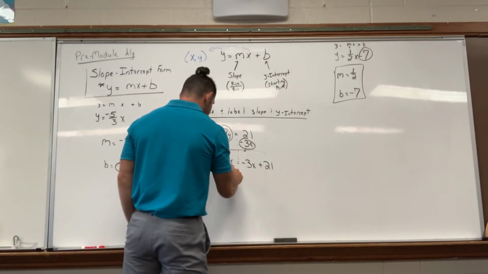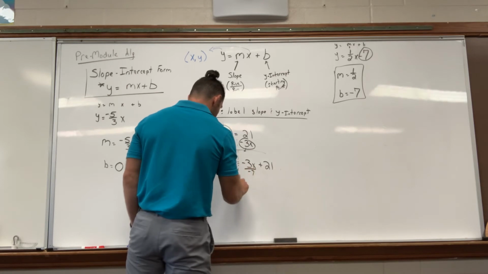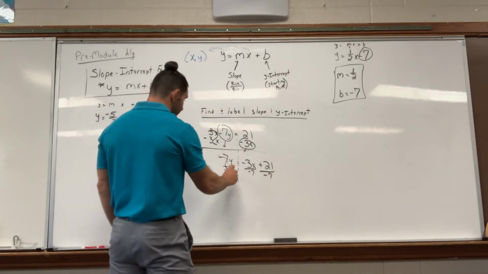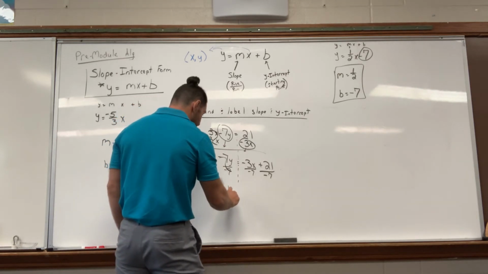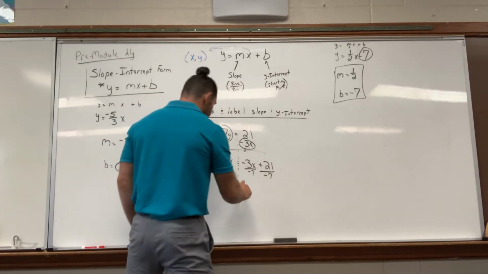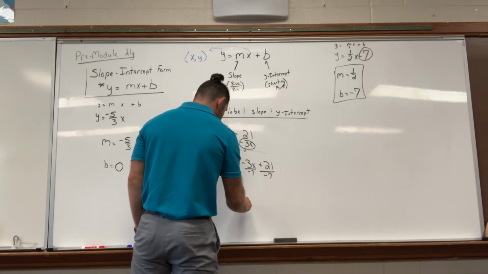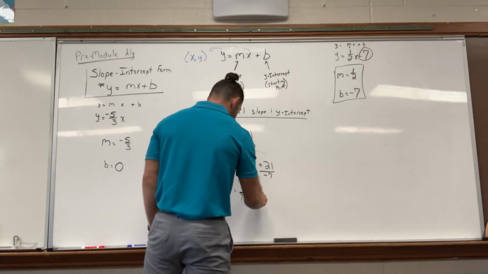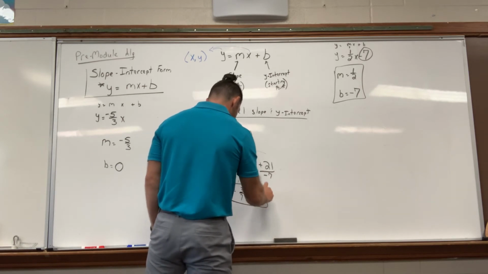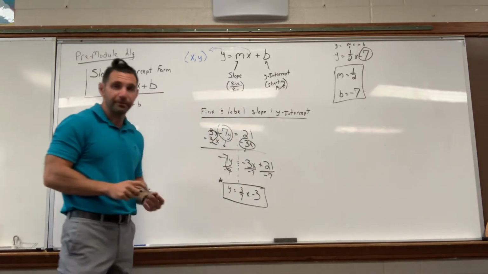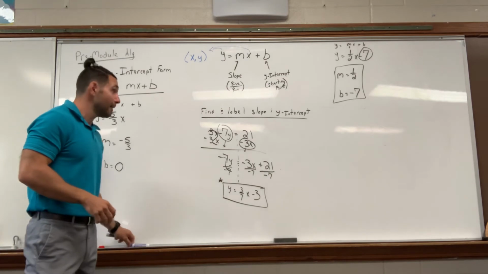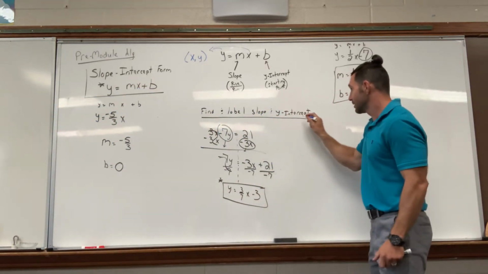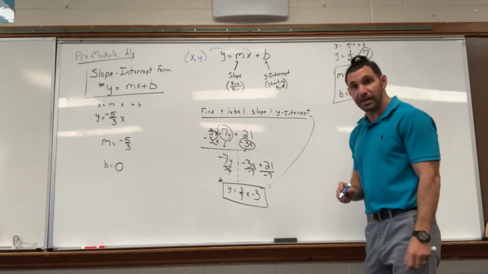So now I divide each individual term by -7. -7 divided by -7 is 1y. -3 divided by -7 is positive 3/7 x. Positive 21 divided by -7 is -3. Okay, so now I'm in slope-intercept form, but we're not done. Find and label the slope and the y-intercept. I cannot do that until this step.